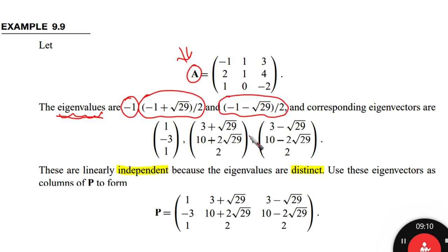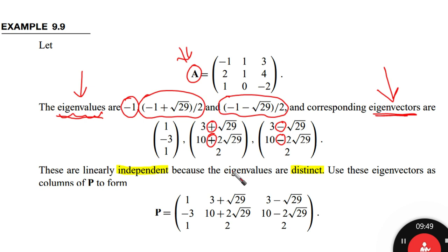Okay, and the corresponding eigenvectors, so we have the eigenvalues and we have the eigenvectors here. We are just going to see that what we have explained in our theorem is working well. So the eigenvectors are going to be like 1, -3, 1, and 3 + √29, 10 + 2√29, and 2. And here the last eigenvector, the difference is going to be in the signs. It is positive, positive here, it is negative, negative, and the remaining are the same.